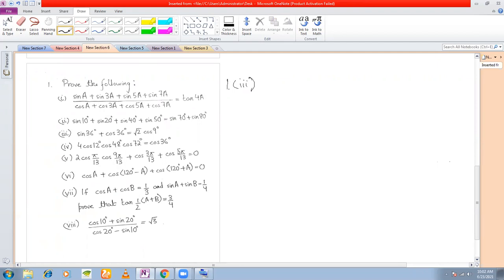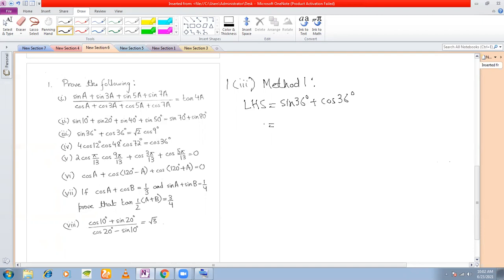Okay. Now, the second method will be a little long method, a little tricky method, but you will learn a lot from the method, and because we'll be applying this method later on also. Okay. So method 1, the normal method. We start from the left hand side. Sine 36 degree plus cos 36 degree.